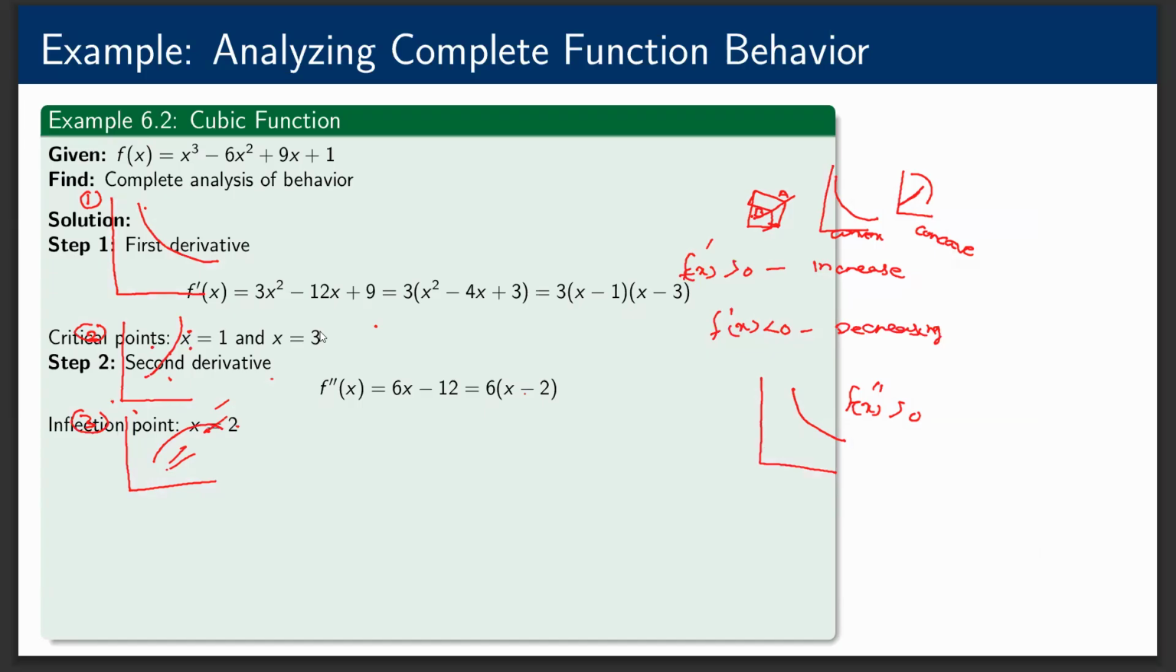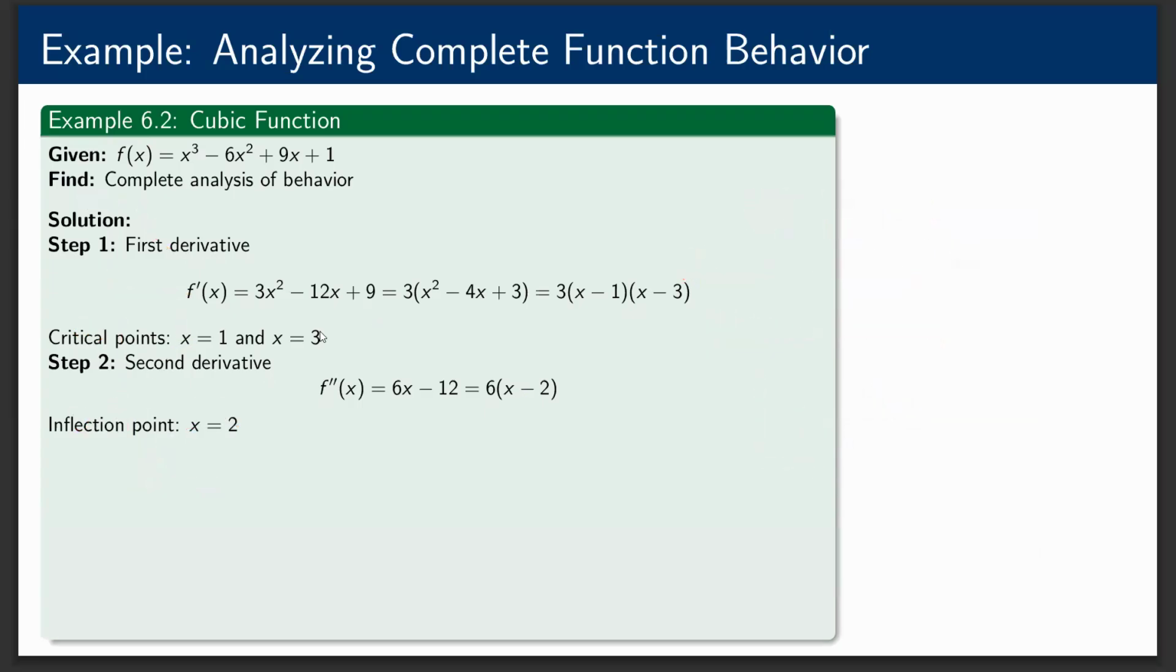You see, first we do a complete analysis of the behavior. First, we'll say that it is a cubic function. Second, it is an increasing function or decreasing function. That depends on whether its first order derivative is positive or negative. So I find the first order derivative. It is 3 into x minus 1 into x minus 3. Whether it is an increasing or decreasing function depends on the value of x.